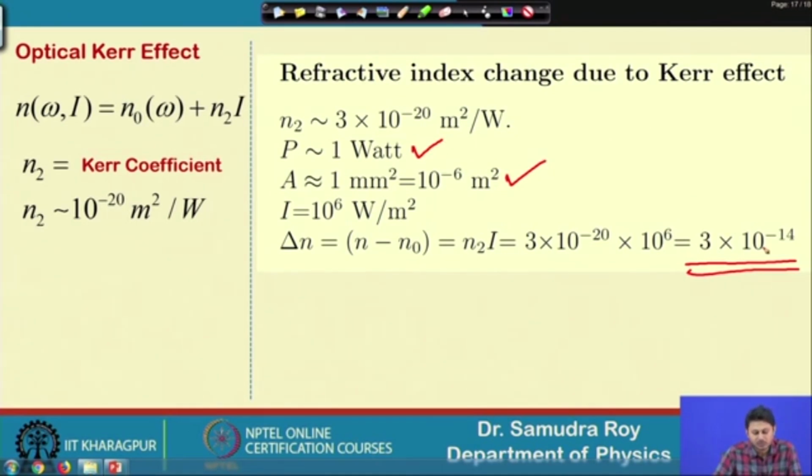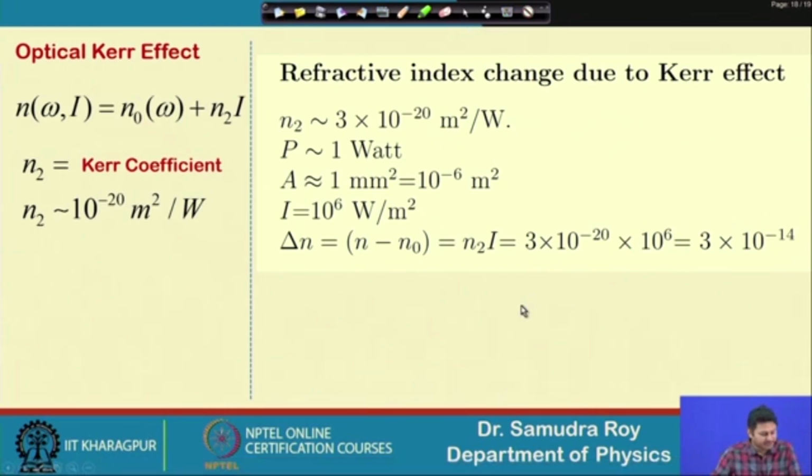We need to put a huge amount of power within a very tiny space or region, so that the effective area becomes quite small and the power becomes quite high, so that the intensity will be very high, and I can increase this quantity. Right now it is 10 to the power 6. If I increase this to 10 to the power 10 or 12, then we have some significant value here, which basically gives the change of refractive index.